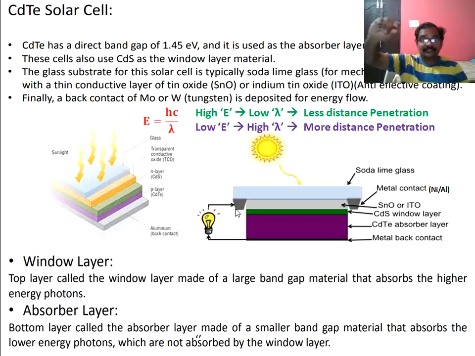The anti-reflective coating will be made of either tin oxide, SnO, or indium tin oxide, ITO. ITO means indium tin oxide. These two act as an anti-reflective coating, and metal contacts are made of either aluminium or nickel. And the top glass is made up of soda lime glass. It is all about the cadmium telluride technology.